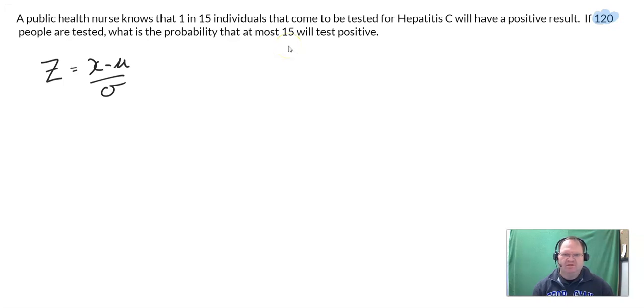However, let's talk about the good news. It says at most 15. This is our boundary condition. So our x is equal to 15.